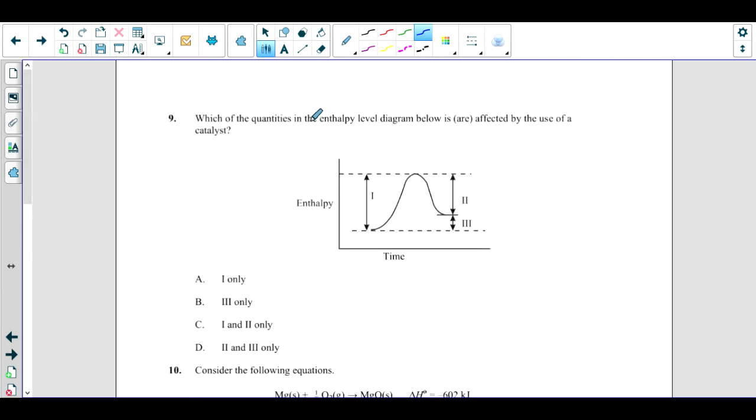Okay. Which of the following quantities in the enthalpy level diagram are affected by the use of catalyst? When we use catalyst, what does catalyst do? Catalyst lowers the activation energy by giving the ability to more molecules to take part in the chemical reaction. So this is EA, it will come down. When this value comes down, this graph will come down also. Now what will happen? More molecules can take part in the chemical reaction. So this value will be affected, also this value will be affected. This value will be the same. So the answer is what? 1 and 2.